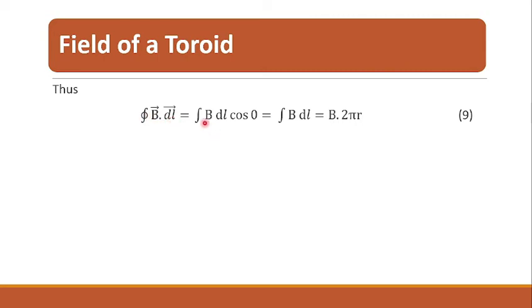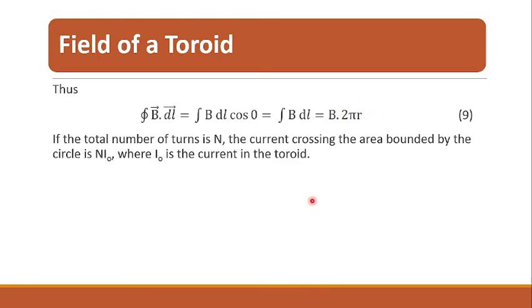is equal to integral of B dl cos 0, which is equal to integral of B dl, which is equal to B times 2 pi r, where 2 pi r is the circumference of the circle of radius r. If the number of turns is N, the current crossing the area bounded by the circle is N I0, where I0 is the current in the toroid.